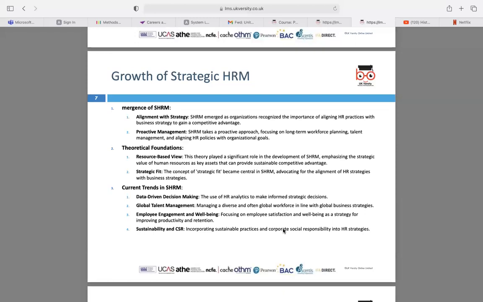Talking about the theoretical foundations, we spoke about the resource based view, and we also spoke about the strategic fit. Just coming back to what the resource based view was, it plays a role in the development of human resource management, and focuses on the idea that a firm can have different strategic resources, and what all they can use to get a competitive advantage over its competitors, and different strategies that they can put in place to get the most out of what they already have.